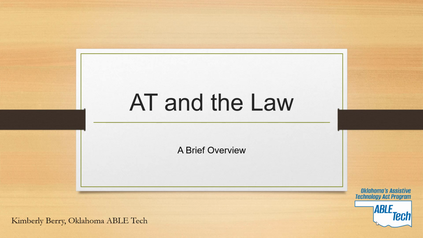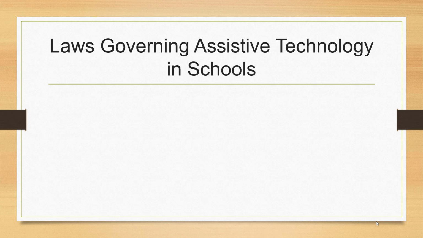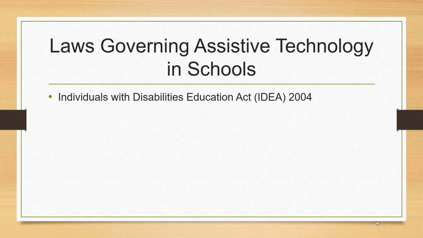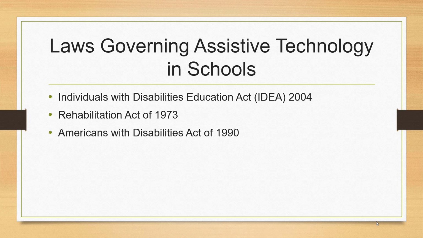Hello, I'm Kimberly Berry. This video will provide a brief overview of laws which govern how schools provide assistive technology for students with disabilities. The three laws which relate to assistive technology in the public schools are the Individuals with Disabilities Education Act as reauthorized in 2004, the Rehabilitation Act of 1973, and the Americans with Disabilities Act of 1990.